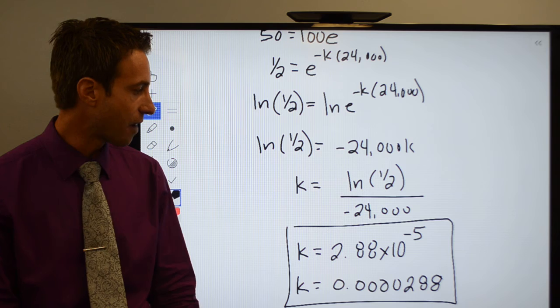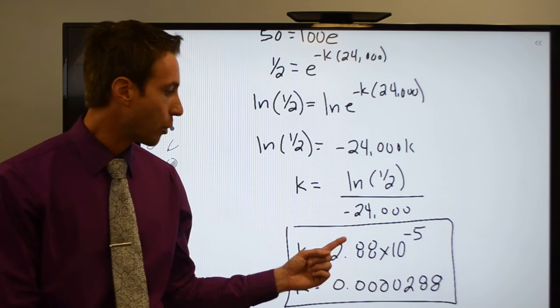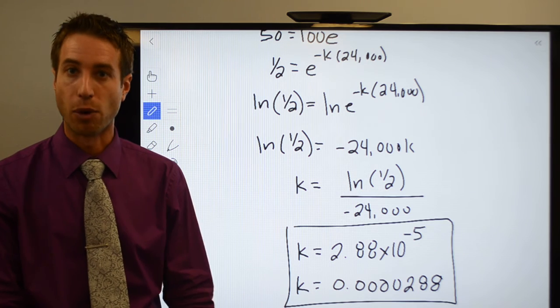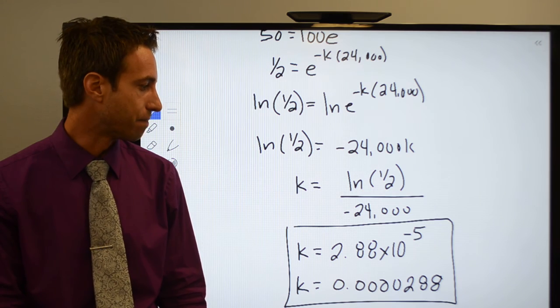So anyway, there we go. That's how we find the half-life of plutonium. Well, actually not find the half-life. We find the decay constant, in this case, for plutonium-239.